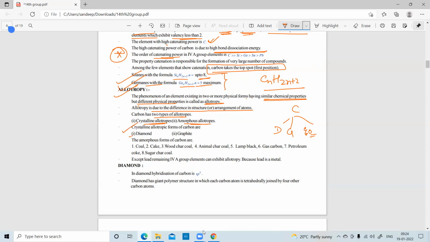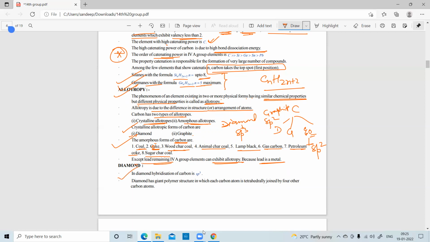Crystalline allotropes of carbon are diamond and graphite. Keep in mind that in diamond, the hybridization of carbon is sp3, but in graphite, the hybridization of carbon is sp2. In Buckminsterfullerene C60 also it is sp2. The amorphous forms of carbon are coal, coke, wood charcoal, animal charcoal, lamp black, gas carbon, petroleum coke, sugar charcoal, etc. Except lead, all the remaining group 14 elements exhibit allotropy, because lead is a metal, so lead will not show allotropy.